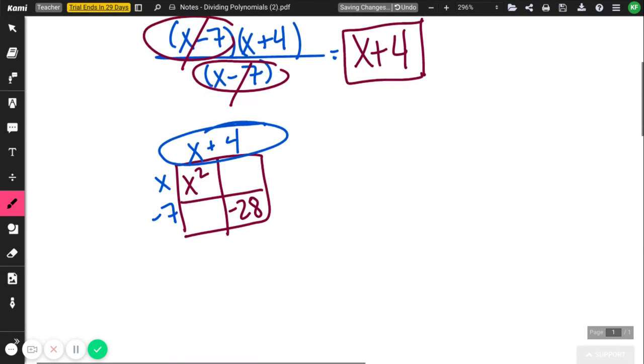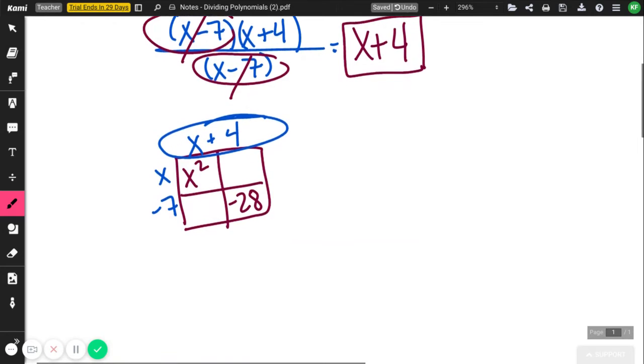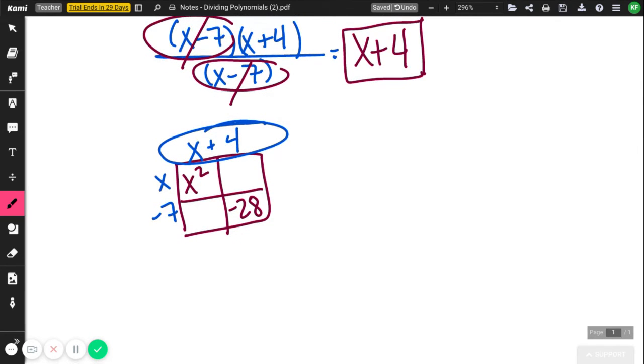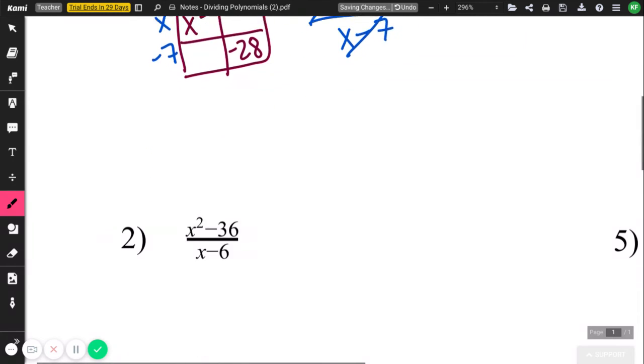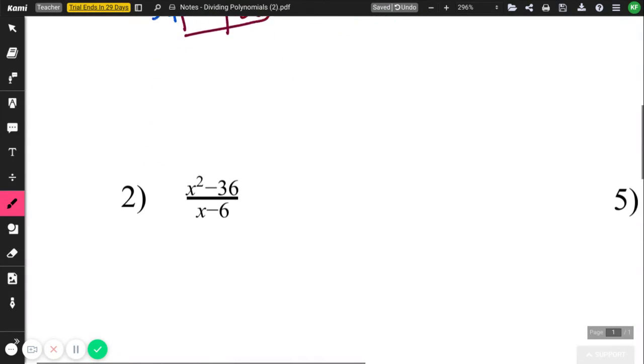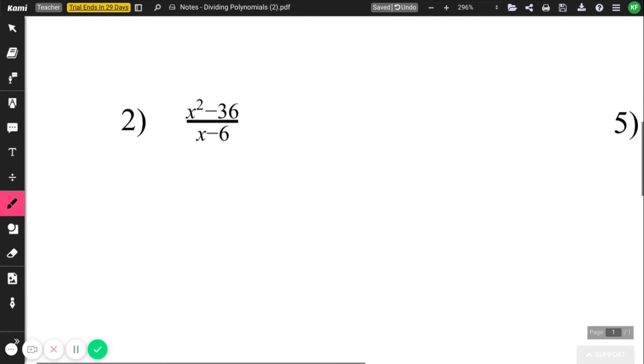So you can go that route and use the box if you want to. The reason that's your answer is because after I figure out the other factor, I should rewrite my division problem like this, and then those cancel out. So let's do the next one so we can kind of see what this would look like.